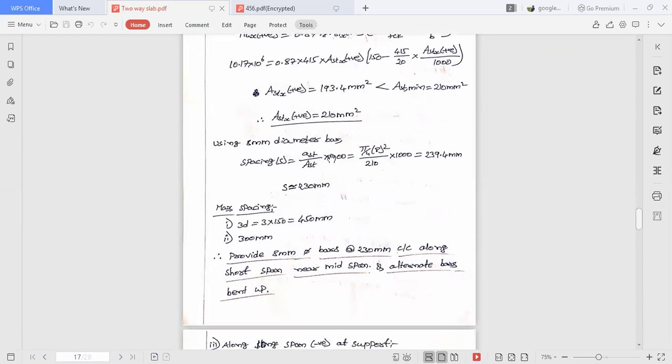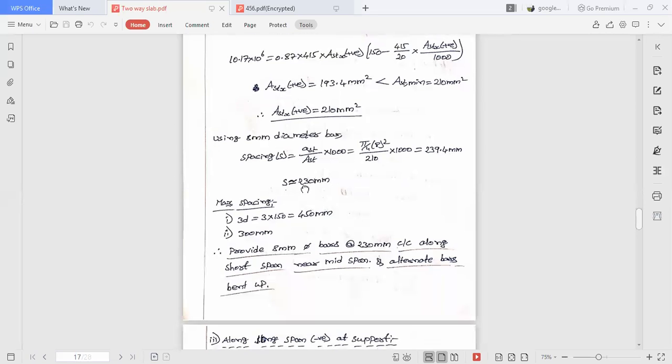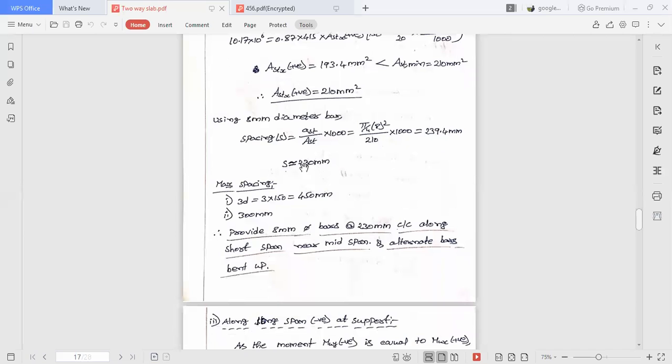Okay, so spacing formula after substitution we got 239. So I have rounded down to 230. This is also not final.